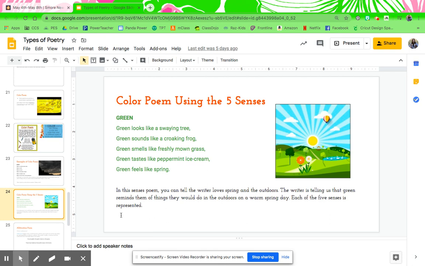All right, so as you're writing today, think about those colors and what they make you feel and what different types of emotions and feelings can you convey in that type of writing.